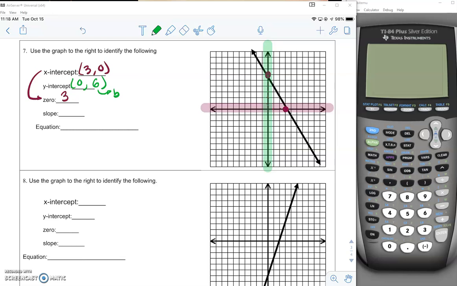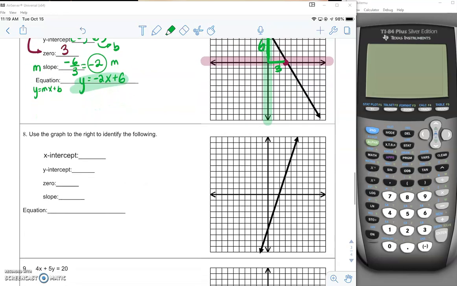And last I need to find the slope. This line is decreasing from left to right, so my slope is negative. From one point to the next, I'm going down 6 and over 3, so negative 6 over 3. And we want our fractions as simplified as they can be. Negative 6 over 3 reduces to negative 2. So my slope is negative 2. Our equation we can write in slope-intercept form, y equals mx plus b. So y is equal to our slope, negative 2, times x plus b, so plus 6.